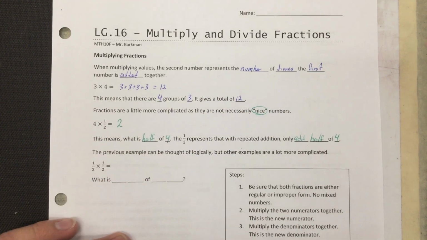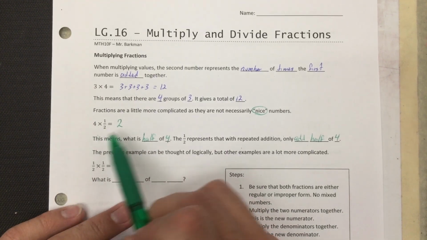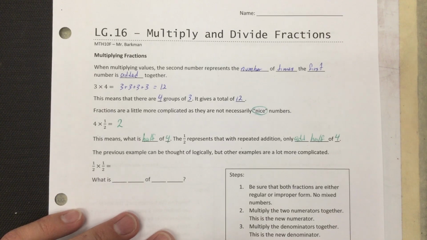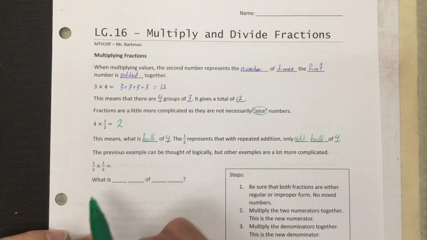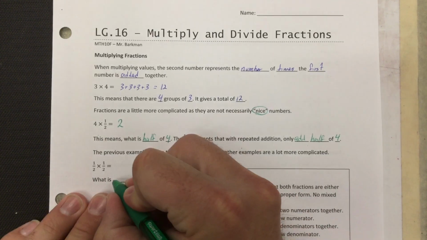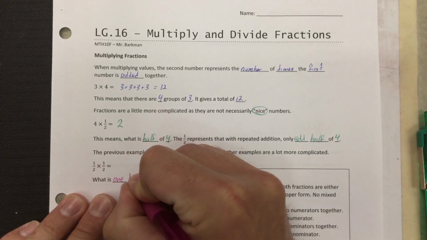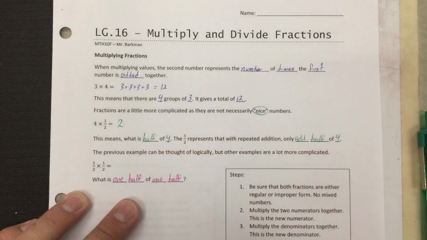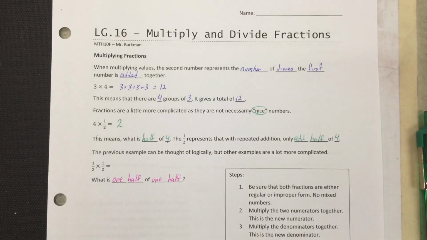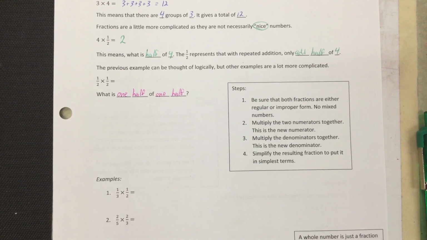The previous example can be thought of logically. We can think of that 4 times 1/2 as half of 4, which means that we get a value of 2. But other examples are a lot more complicated. So here we have something like 1/2 times 1/2, or what is 1/2 of 1/2? What is half of a half? To do this, there's a nice procedure, or nice steps, to go through how we solve that.